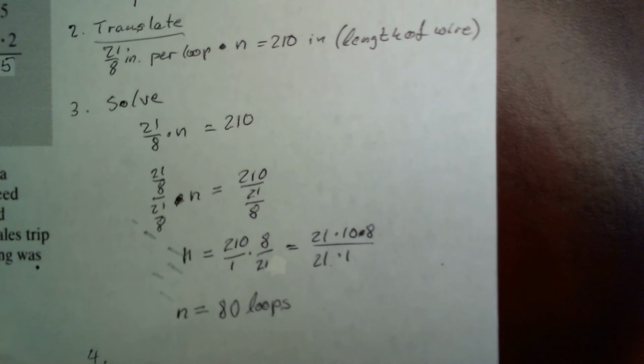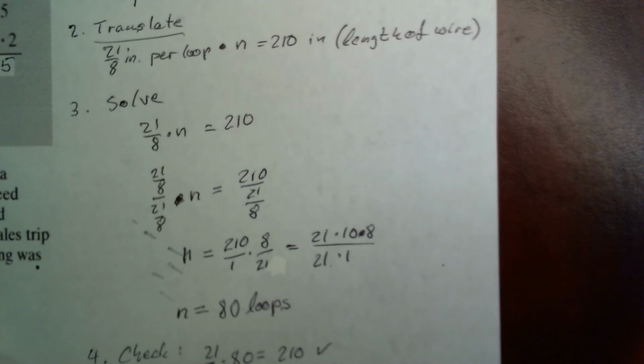Number 4, we check our calculations. And that is 21/8 times 80. Is that equal to 210? And we check that, and that's correct.